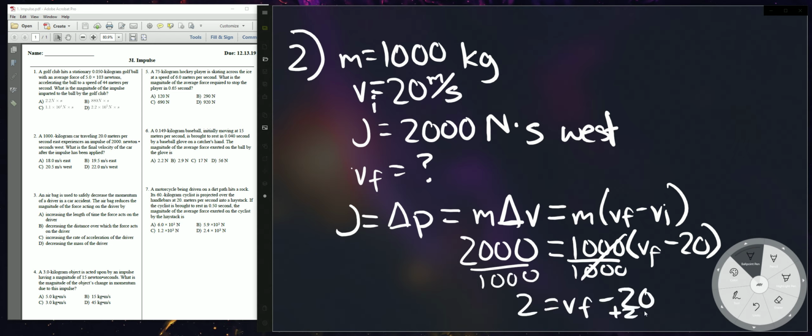Let's go all the way over here because I have no more room. So 2 plus 20 is 22, and I got vf. That's 22 meters per second. That should be my answer. Is that a choice? Yes, it is, D. If I were the Regents test makers, I would have made two choices: 22 meters per second east as choice A, and 22 meters per second west as choice D, and choice D would be the correct answer.